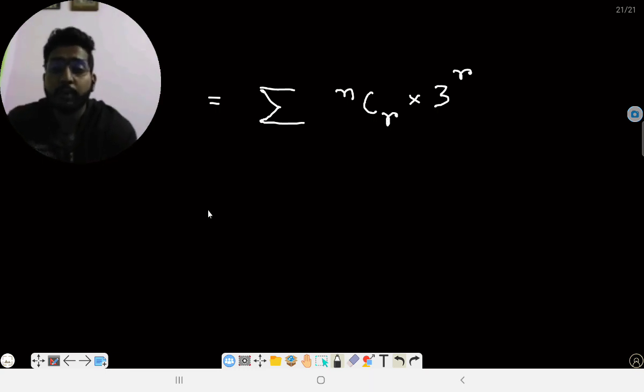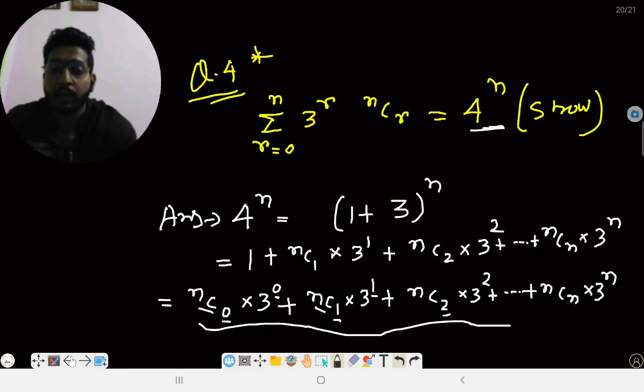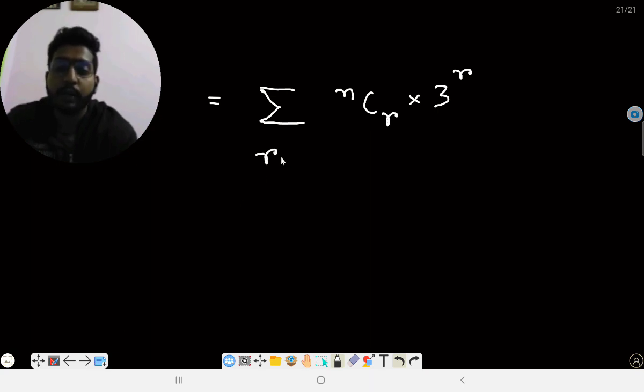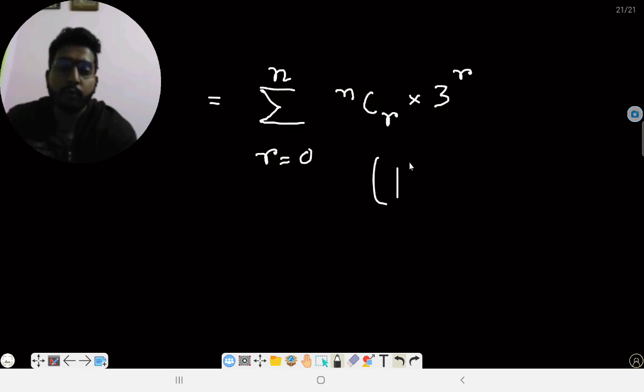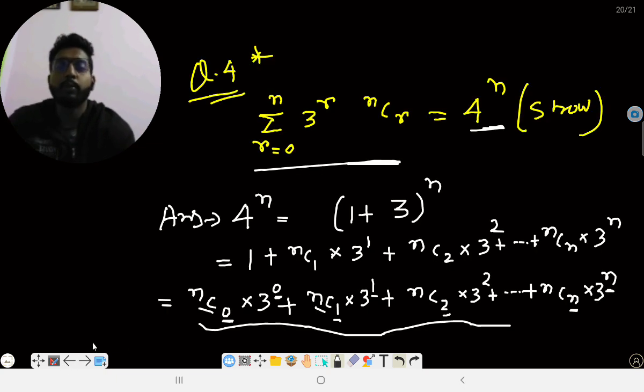Since whatever is changing, take it as r. Now what is the lowest value of r? We can see the lowest value of r is 0, here also the lowest value of r is 0. And what is the highest value of r? n. So you can see the highest power here is n. So r equals 0 going up to n, so nCr into 3 to the power r. Look at this, this is the proof. So this is the way we can prove this type of thing. Okay, so using the binomial, we have proved that one.